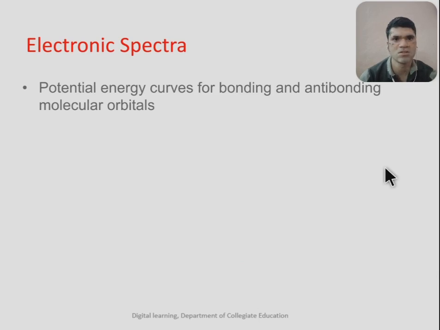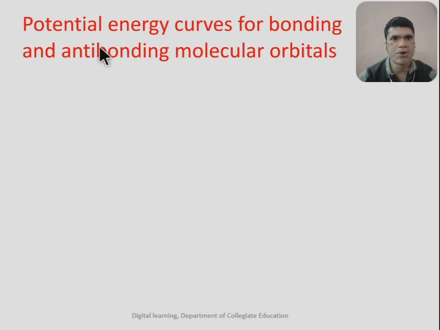So let us start with the contents, electronic spectra. In this session, we will be studying potential energy curves for bonding and anti-bonding molecular orbitals, and band theory. Potential energy curves for bonding and anti-bonding molecular orbital.